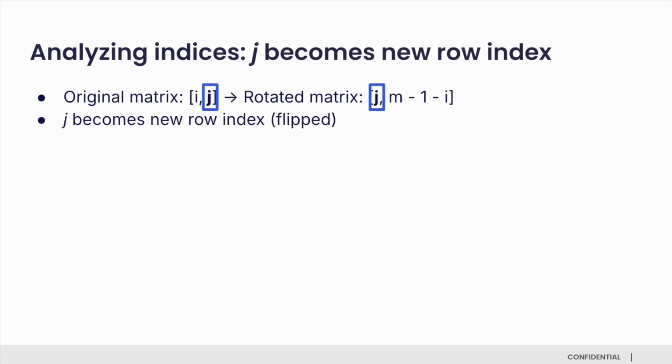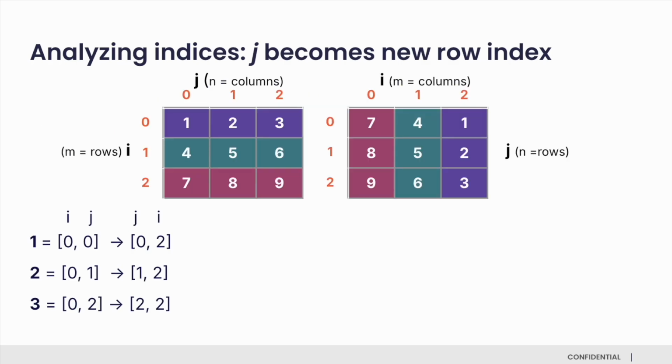Let's start by discussing a pattern we observe in this rotated matrix, which is that J originally is the column index and it becomes the row index in the rotated matrix. Let's visualize what that will look like. Here we have the indices of the top row, numbers 1, 2, and 3 in the original matrix. In the original matrix, where we have I representing the rows and J representing columns, the number 1 is in position 0, 0. The number 2 is in position 0, 1. And the number 3 is in position 0, 2.